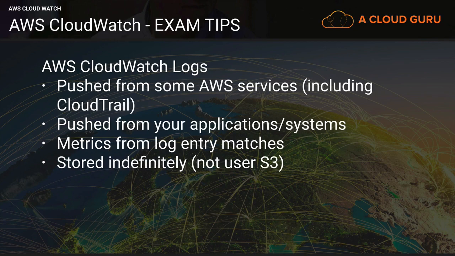In terms of CloudWatch logs, they're pushed from some AWS services, including CloudTrail. You can push them from your applications and systems internally, so you can actually have your own data center and use CloudWatch to log what's going on in there. It doesn't have to be within AWS. You can have metrics from log entry matching, and CloudWatch logs are stored indefinitely.